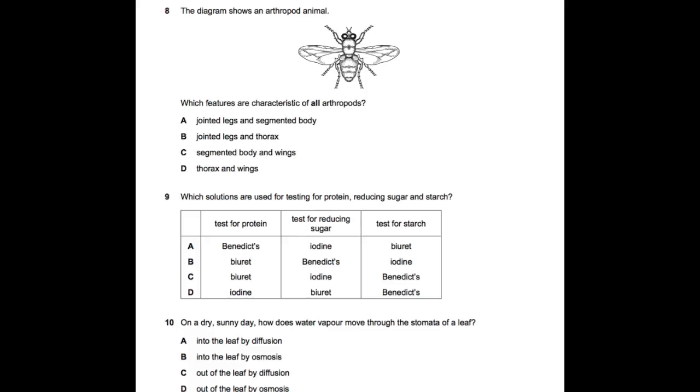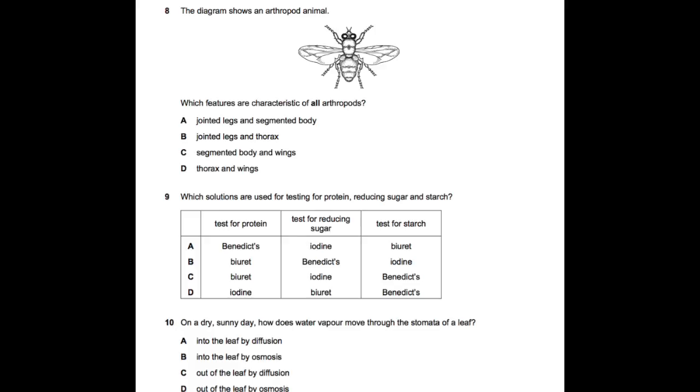Which solutions are used for testing for protein, reducing sugar, and starch? So, the answer is B. Test for protein, Biuret, test for reducing sugar, Benedict's, and test for starch, iodine.